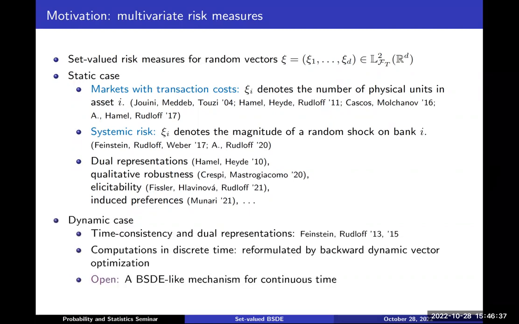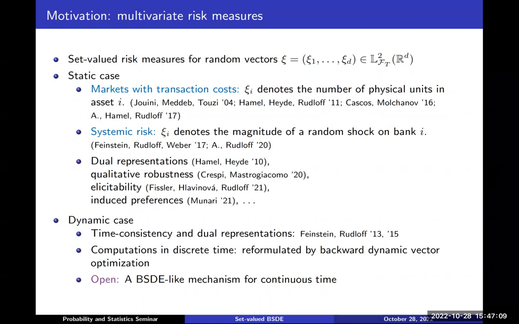The dynamic framework for set-valued risk measures is also studied by, for instance, my former PhD supervisor, Birgit Rudloff, and my colleague, Zach Feinstein. We have some results which are nice from a convex analytic perspective, such as dual representations. Also from an optimization perspective, we have some dynamic programming principle for optimization problems in discrete time.